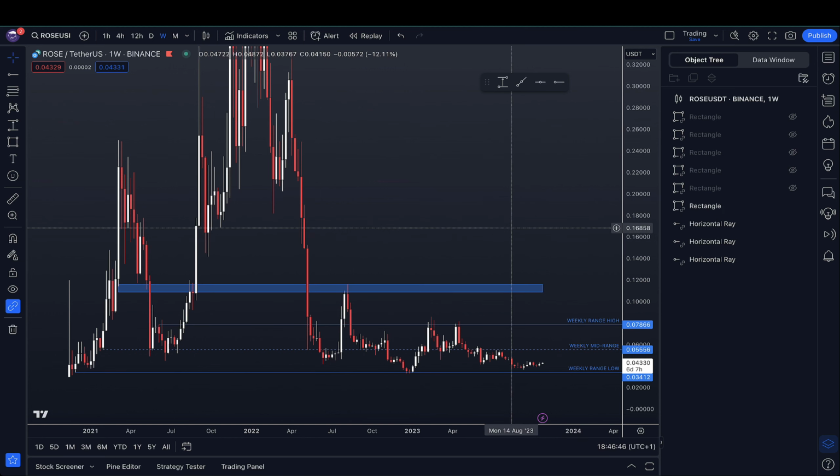First one, as you can see, this area here at around 11 cents, a clear level of previous support and resistance in the past, as you can see.